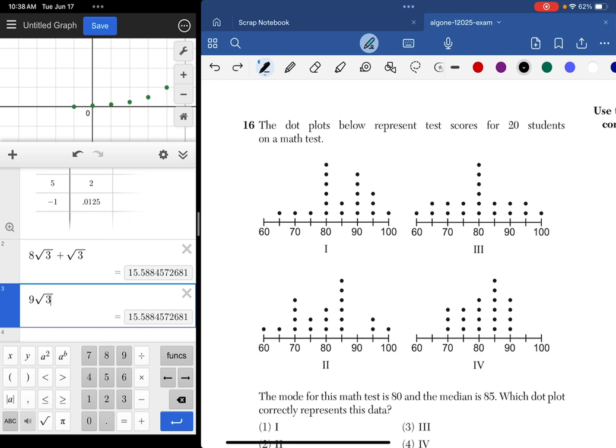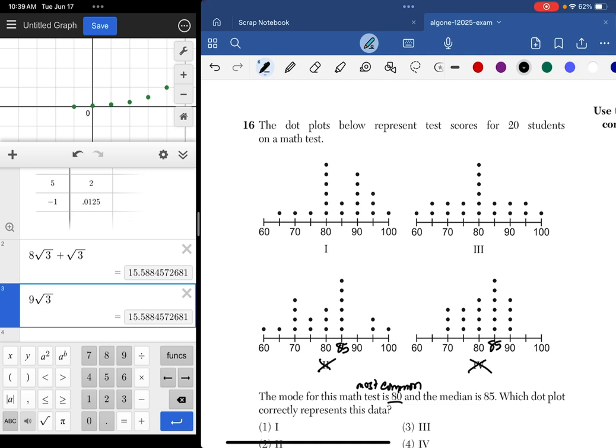There we go. So the mode is the most common. That would eliminate Roman numeral 4 here, because 80 being the mode is not the most common. It looks like 85 is. Same deal with Roman numeral 2: 80 is actually among the least frequent, and 85 is again the most frequent. But we have a tie between choices 1 and 3.